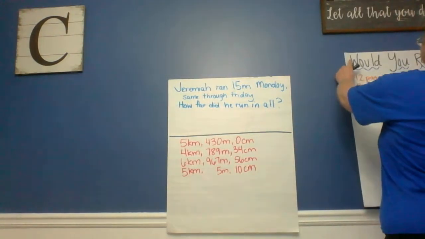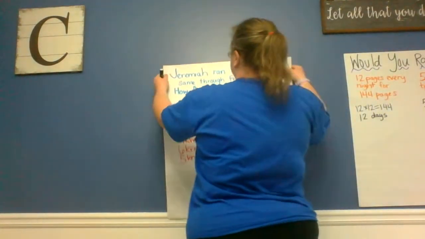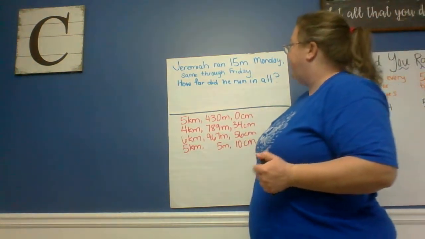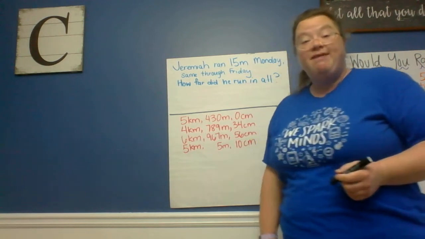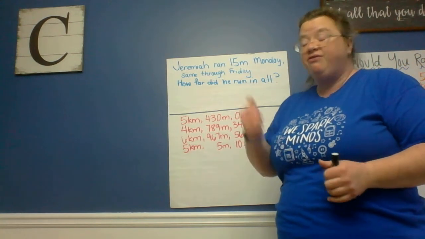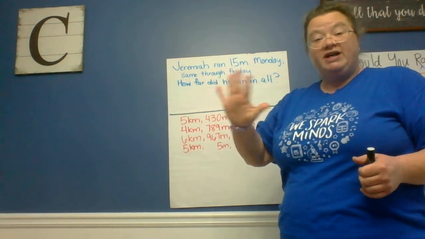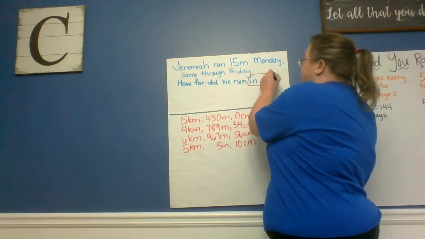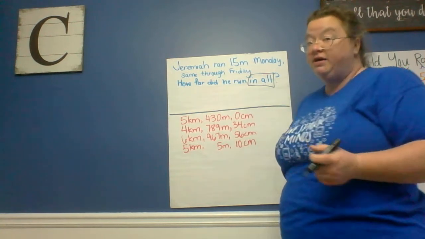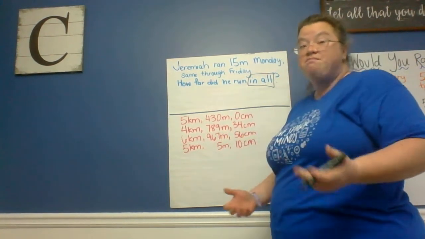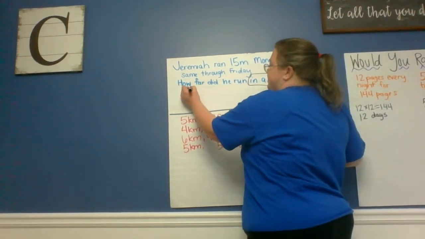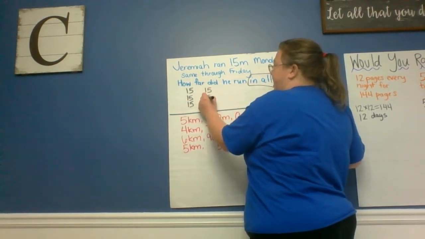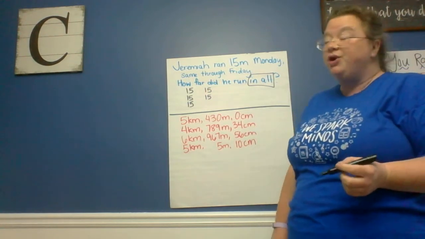Okay, now we're going to look at a couple of problems. Okay, so Jeremiah ran 15 meters Monday, and he did the same thing for 5 days. So every weekday from Monday through Friday. So Monday, Tuesday, Wednesday, Thursday, Friday. So he did that 5 times. And the question is, how far did he run in all? So we should be thinking of the operation of either addition or maybe multiplication. So he did this Monday, Tuesday, Wednesday, Thursday, and Friday. So I could be thinking either repeated addition or multiplication.